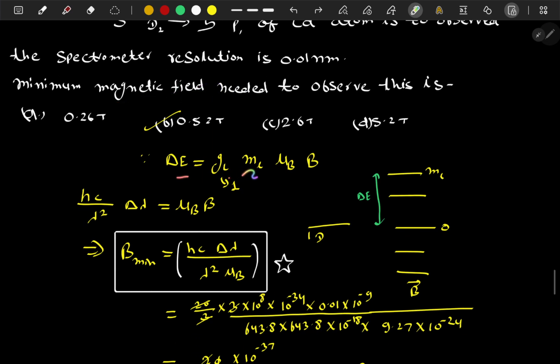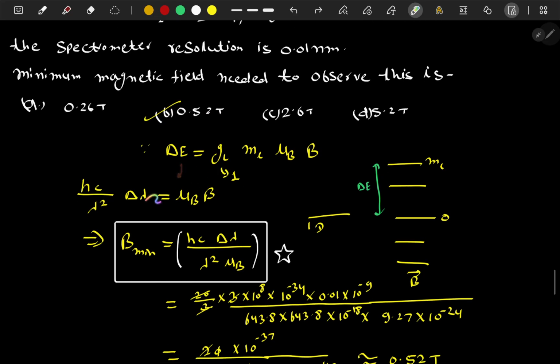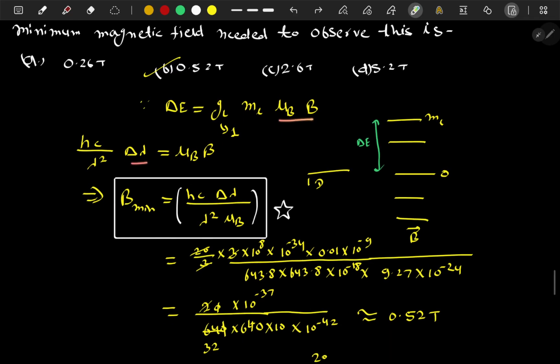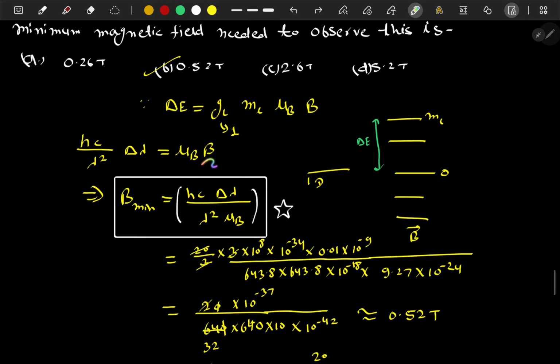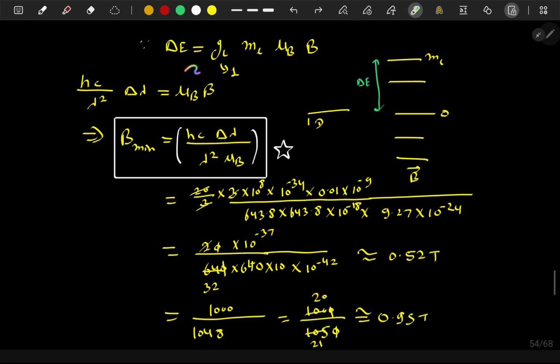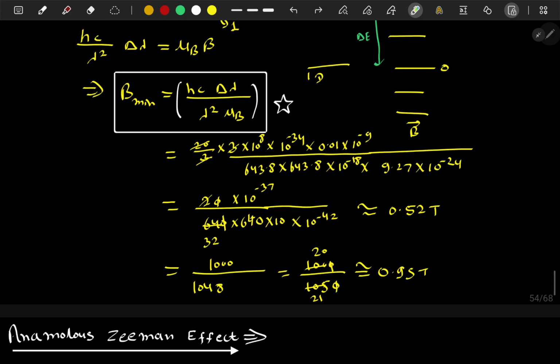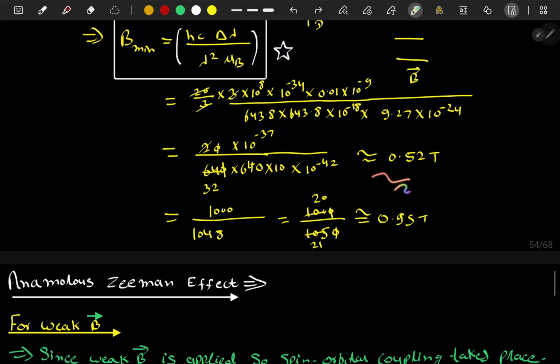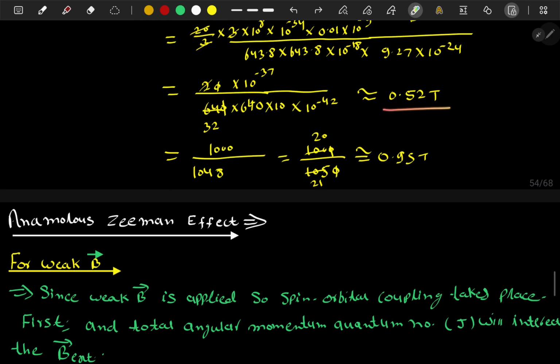So again ΔE equals g_L m_l μ_B into B. The Landé factor is 1 for orbital or normal Zeeman effect. We have calculated ΔE equal to hc upon λ² Δλ, which will be equal to μ_B into B. So B minimum is hc upon λ² Δλ upon μ_B. You just have to remember this formula and you will be able to calculate most questions with this pattern. Just put h, c, Δλ, λ² and μ_B, and when you solve it the approximate value you get is 0.52 Tesla.